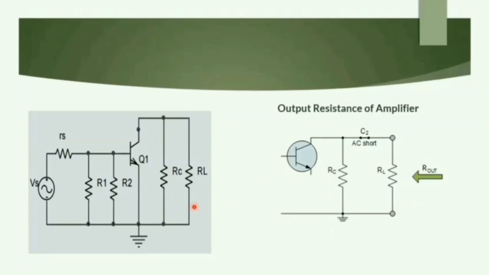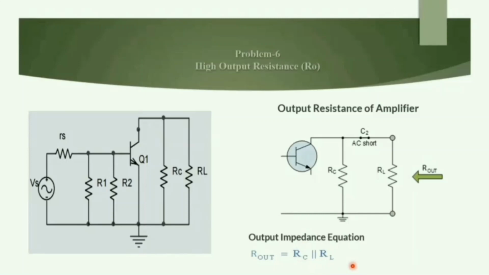Now we will consider this much portion to determine output resistance. As you can see here, the output resistance will be equal to RC parallel RL. As RC and RL are comparatively large, the equivalent resistance will be quite large, which is not desired, because ideally output resistance should be as low as 0, as discussed earlier. So high output resistance is the limitation of BJT amplifier.